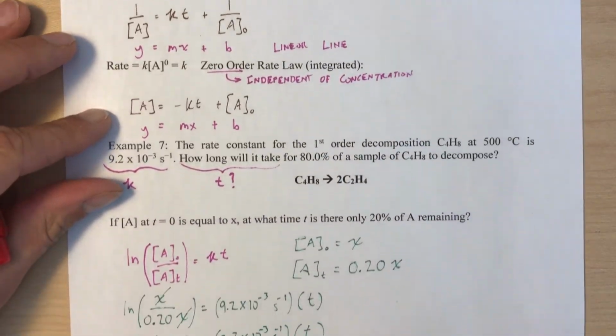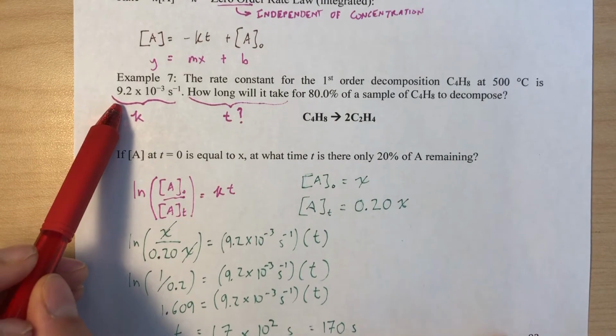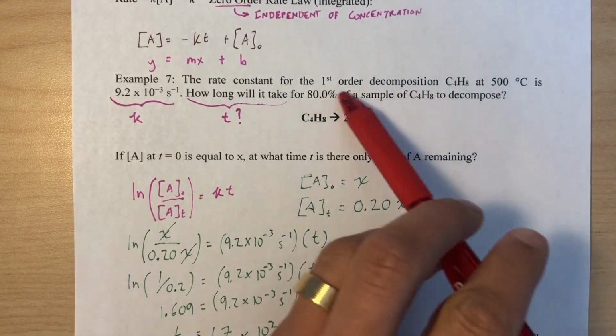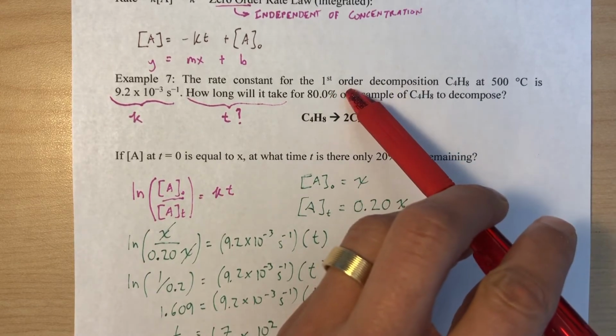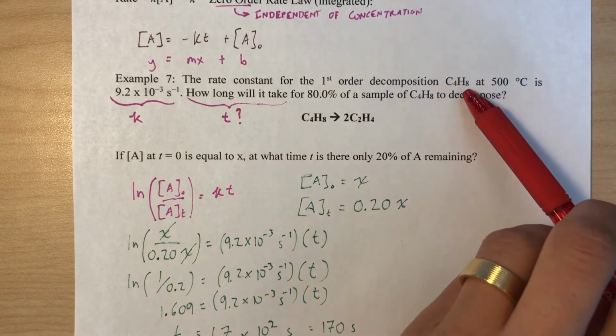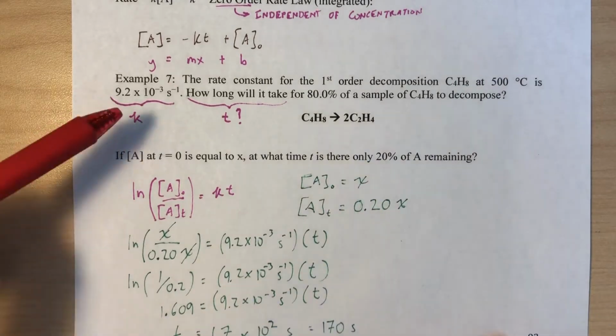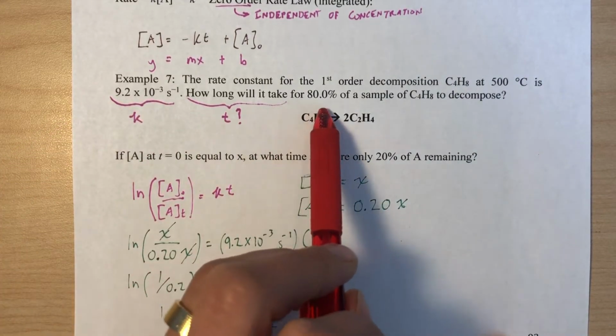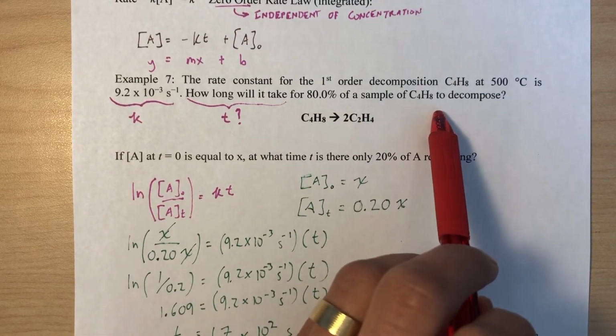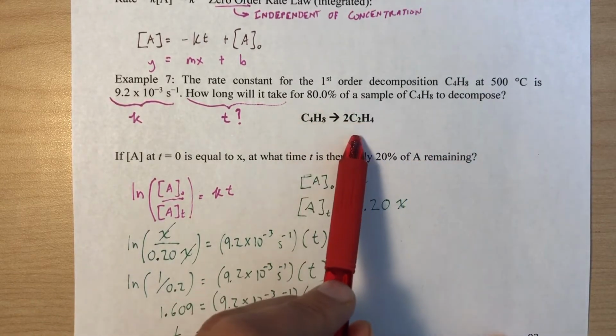So let's look at an example. Example 7: the rate constant for a first order decomposition, so just having the first order part of this gives us a lot of information. The first order decomposition of C4H8 at 500 C is 9.2 times 10 to the negative 3 inverse seconds. How long will it take for 80% of the sample of C4H8 to decompose? The reaction is shown here.